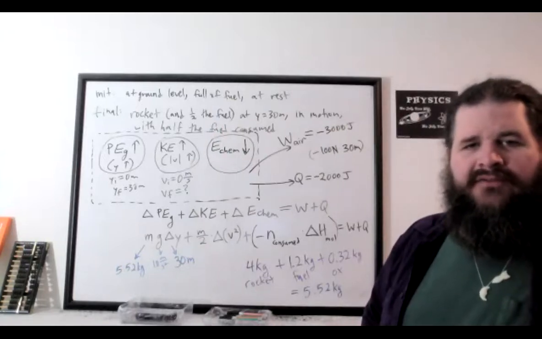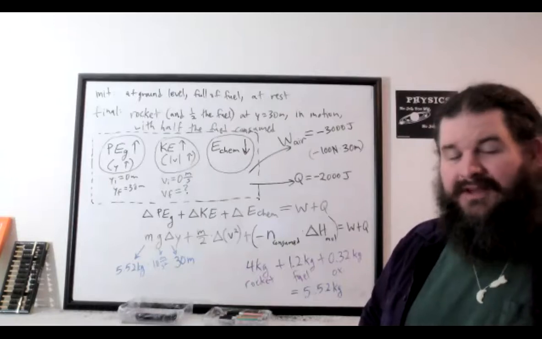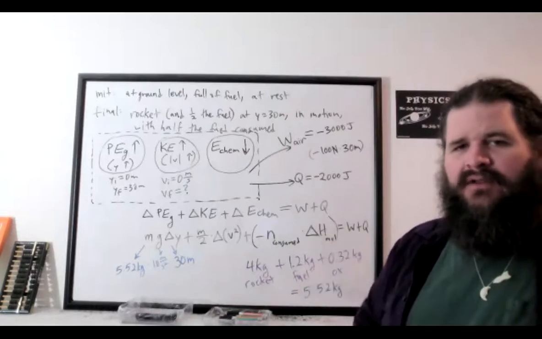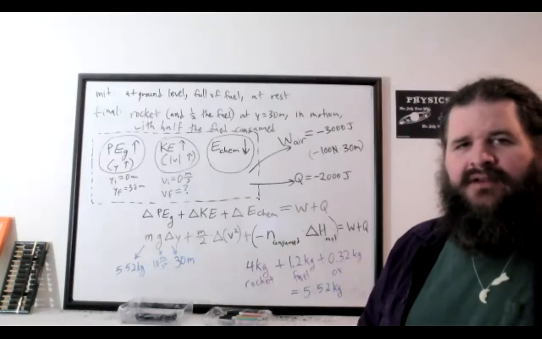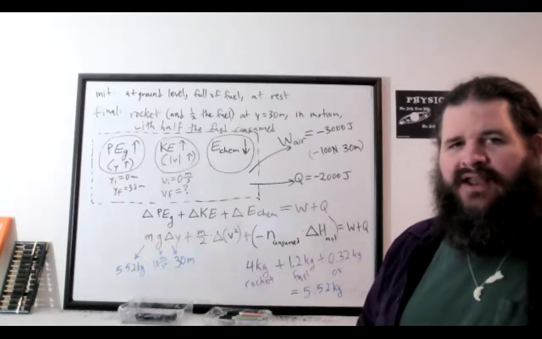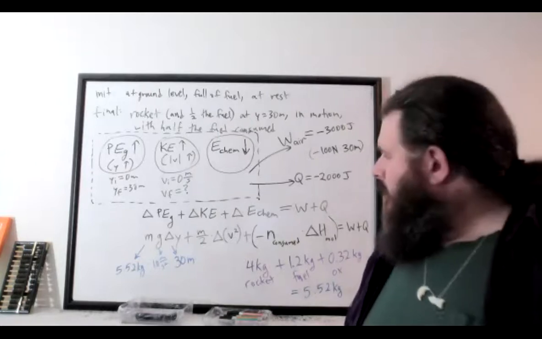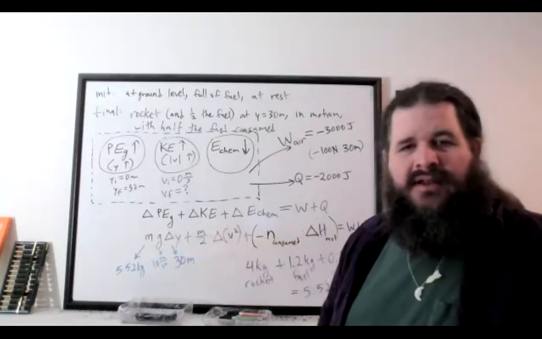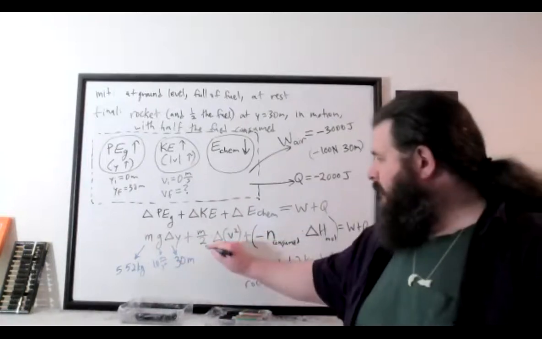The other half of the fuel and oxidizer, the other 1.2 kilograms of fuel and the other 0.32 kilograms of oxygen, started off at ground level at rest, and they end up as exhaust and water at the ground at rest. So overall, they haven't actually changed their height and speed, and we can ignore those. Likewise here, this M is still going to be the 5.52 kilograms, the total mass of the rocket and the fuel and oxygen it's still carrying.